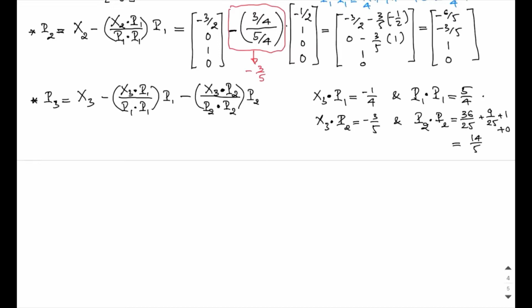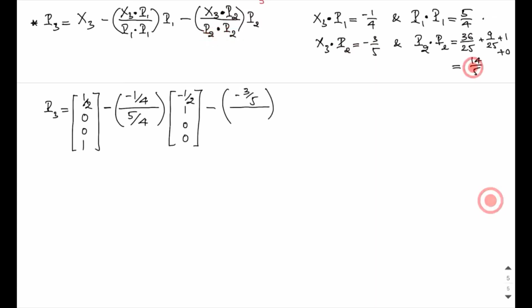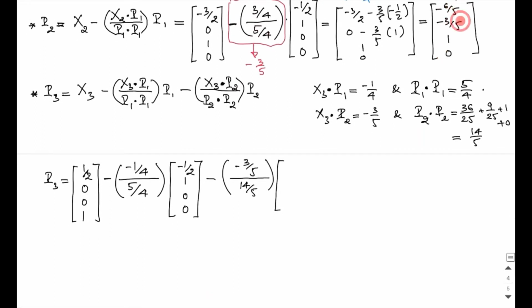All right, so you substitute everything and you get P3 equals x3, which is 1/2 0 0 1, minus negative 1/4 divided by P1 dot P1, 5/4, times P1, which is negative 1/2, 1, 0, and 0 that we found, and then minus a scale for P2. That scale is x3 dot P2, negative 3/5, divided by P2 dot P2, 14/5. And then P2, right, P2 we have found here. We just copy it down.